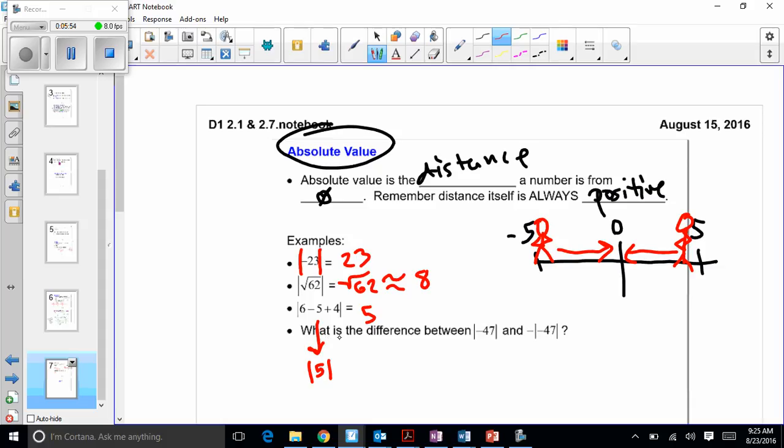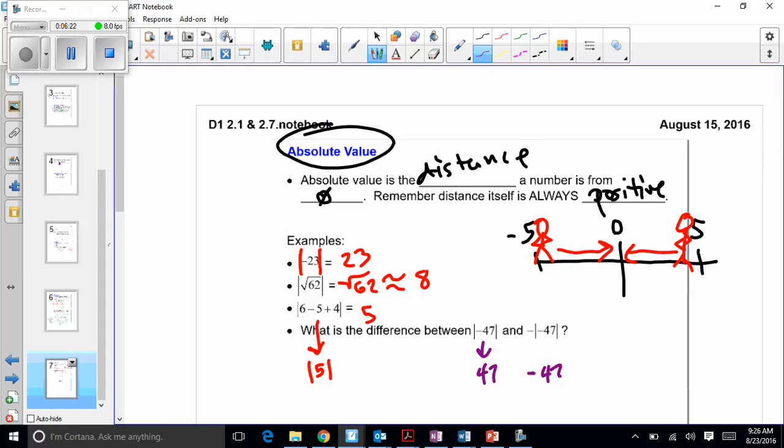Now, it says, what is the difference between the absolute value of negative 47 and the negative absolute value of negative 47? Well, let's evaluate each one. You just got to break it down. Don't go too fast. The absolute value of negative 47 is 47. And the absolute value of negative 47 is 47. But I've got a negative sign on the outside.